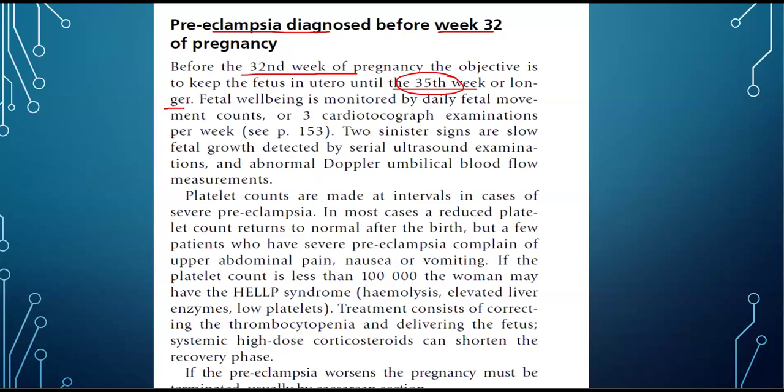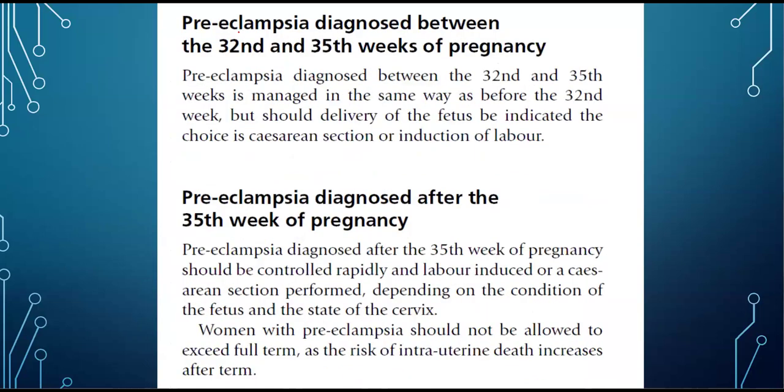And you will be monitoring the baby with CTG, cardiotocogram. So you'll be doing the monitoring every week. And if preeclampsia worsens during the pregnancy, then you will need to go for termination, usually by C-section. But before 32 weeks of pregnancy, the idea is to prolong if you can.